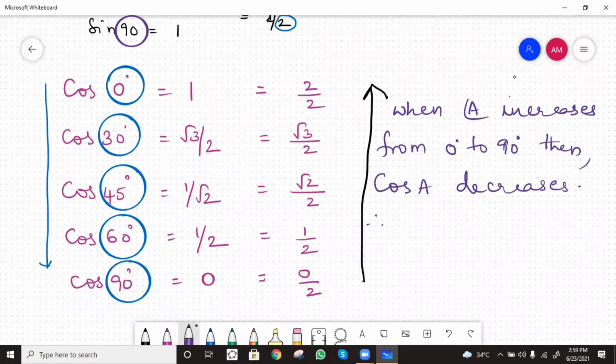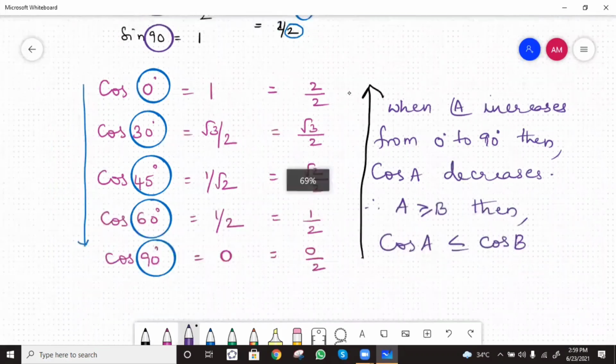What about 2 by 2 and root 2 by 2? If it is less than, this is greater than, isn't it? The opposite sign. That means if A is greater than or equal to B, then cos A is less than or equal to cos B. Opposite inequality. Clear, everyone?